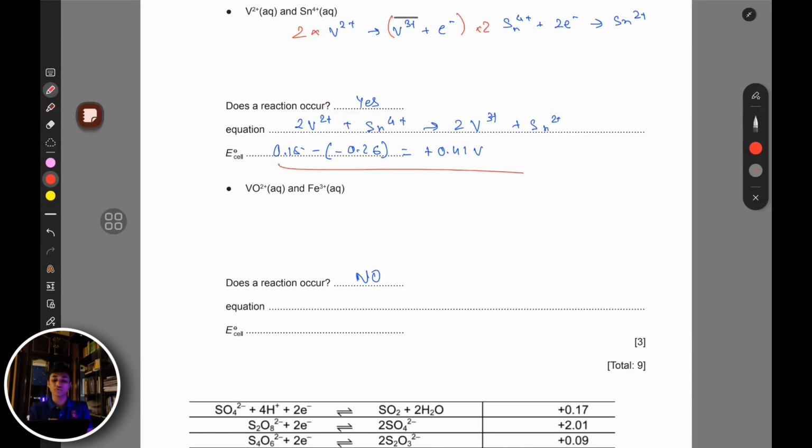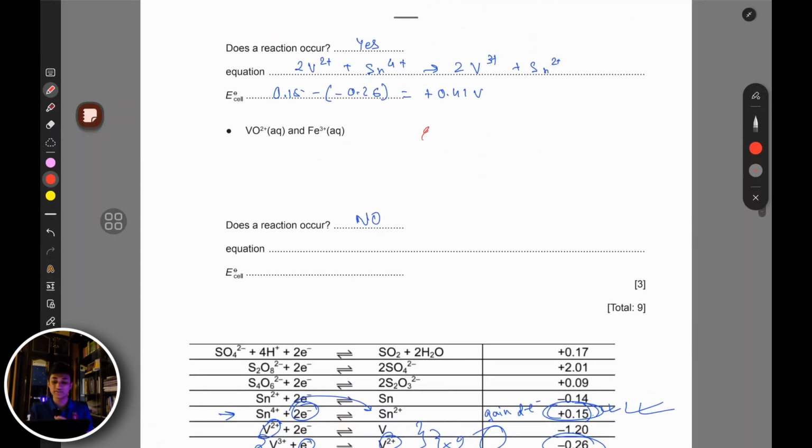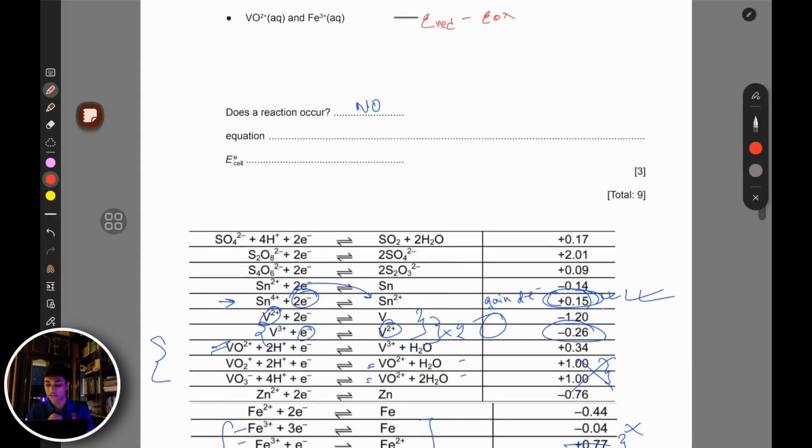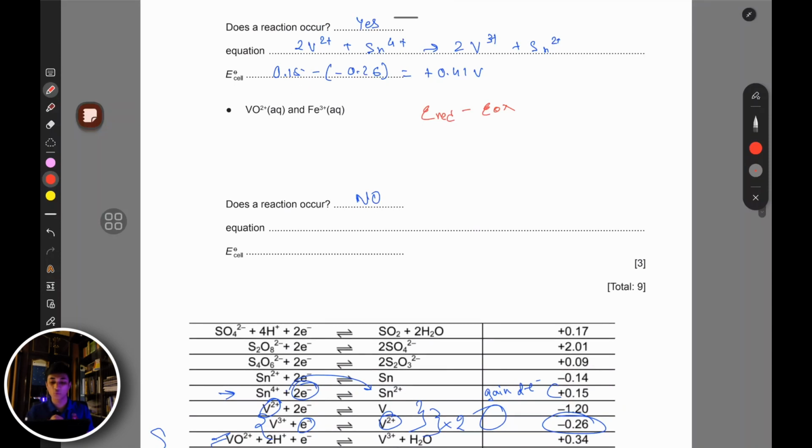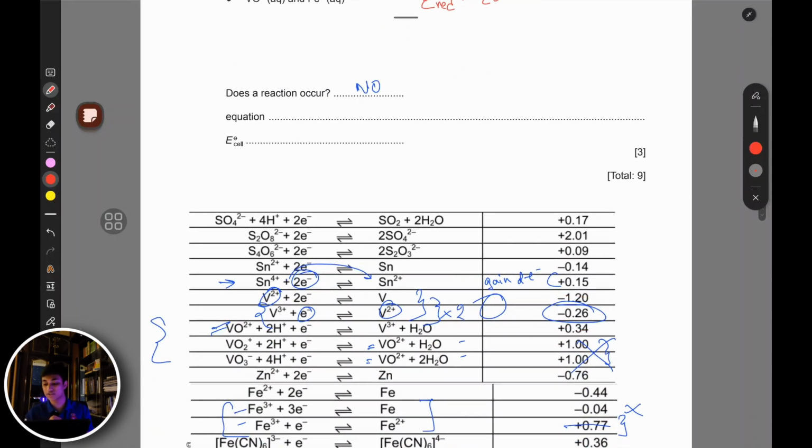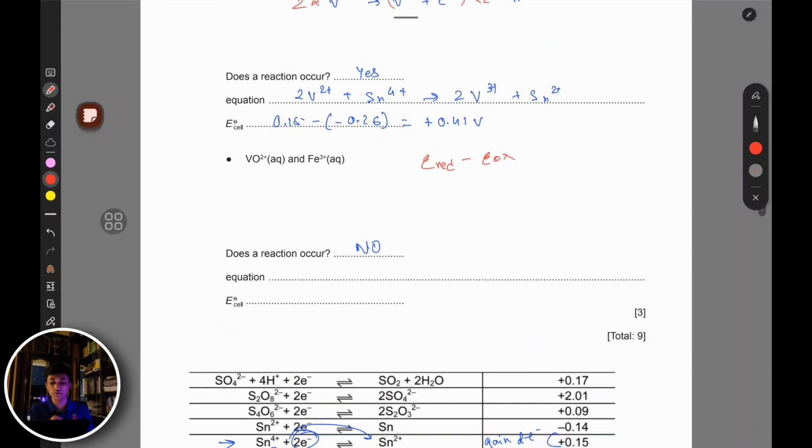Very good. Now how do you find the Ecell? E reduction minus E oxidation. Good. What do you do now? Take the value of reduction, which is getting reduced, 0.15, and the value of what is getting oxidized, minus 0.26, and you're going to get a total value of 0.41. Great. That is your answer.